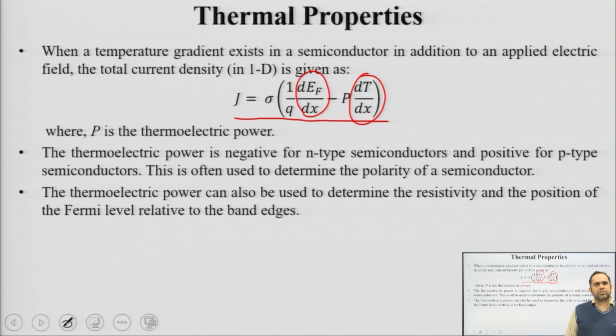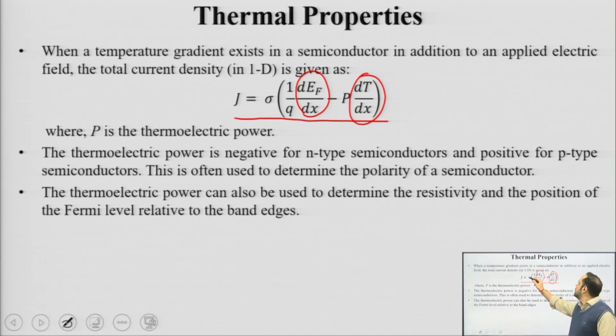The thermoelectric power is negative for n-type semiconductors and it is positive for p-type semiconductors. So, once you determine the value of J, you can identify the sign of P. This sign of P basically tells you the polarity of the semiconductor. So, you can identify whether an unknown semiconductor is n-type or p-type by seeing the sign of the thermoelectric power P. It can also be used to determine resistivity, right.